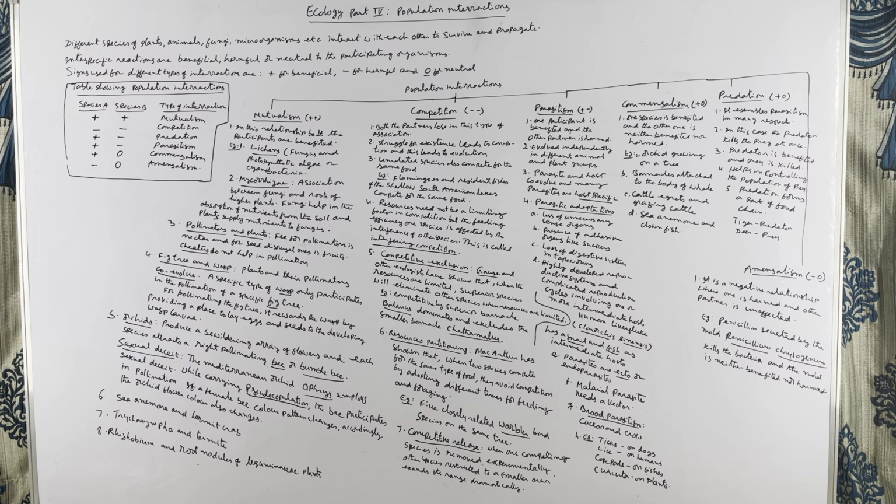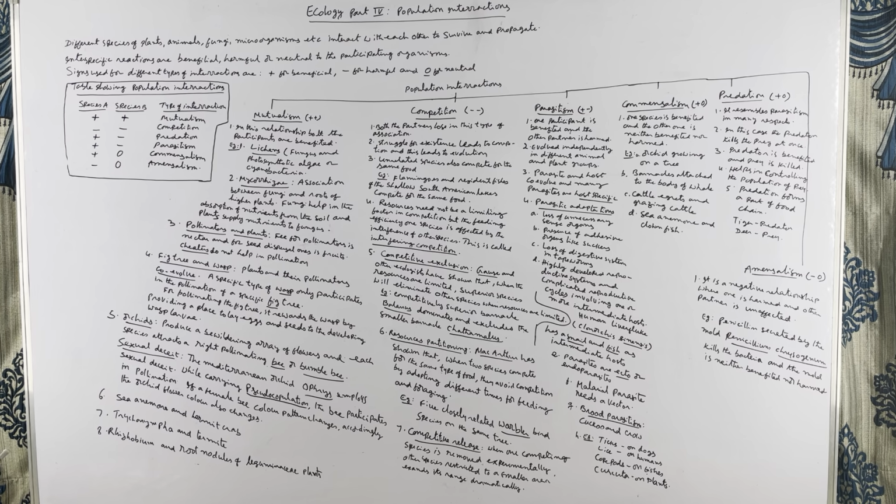Then, sometimes there occurs sexual deceit. Sexual deceit is seen in the orchid plant Ophrys. Ophrys grows in the Mediterranean region and employs sexual deceit. It leads to pseudo-copulation. Here what happens is, one of the petals of the orchid plant resembles the female bee. So the male bee confuses that petal for a female bee and tries to copulate. That's why it is known as pseudo-copulation.